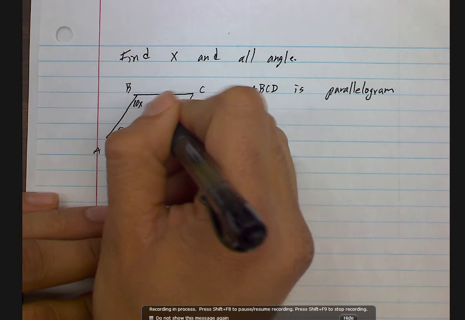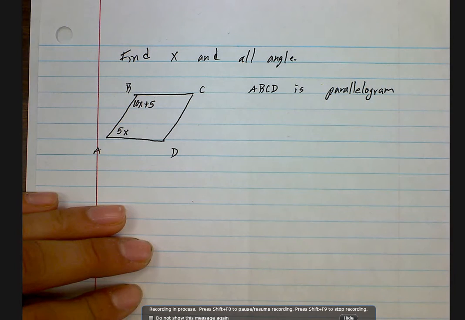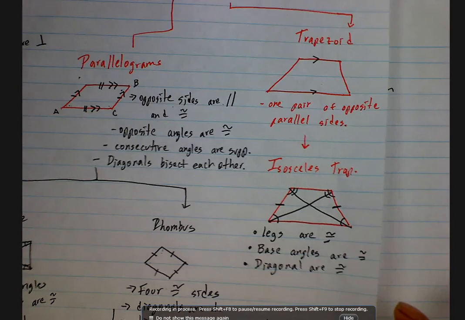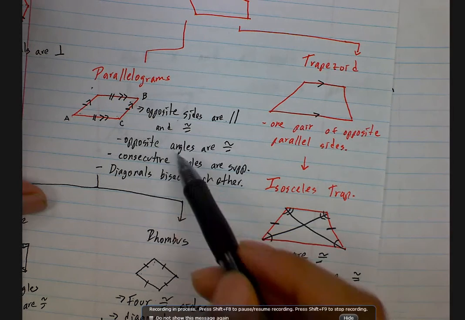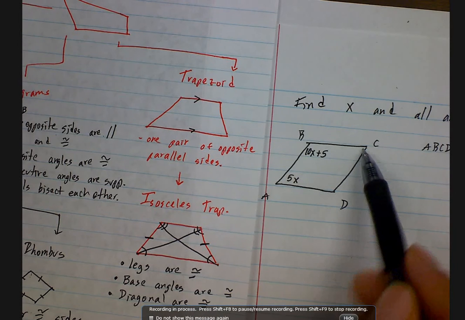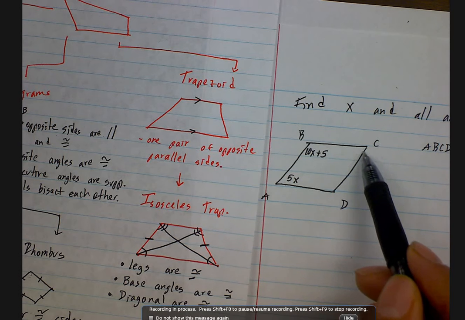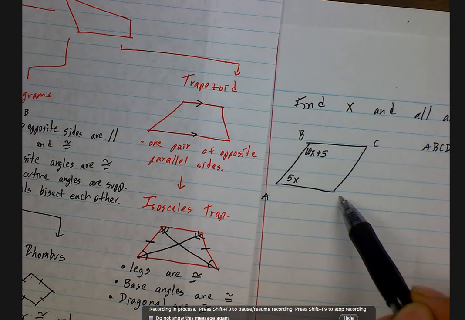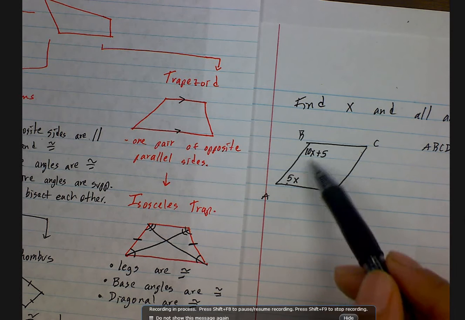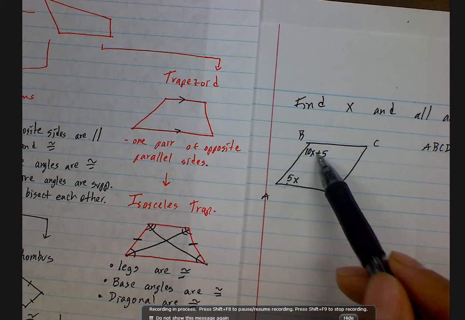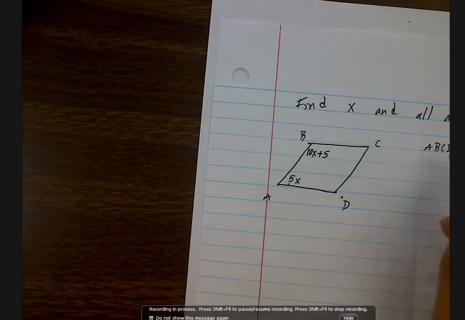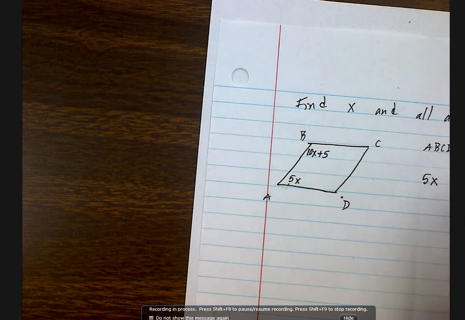Since it's a parallelogram, I have to go back to my family tree and look at what I know about angles. These are opposite angles, so angle C is going to be 5x. Now, if B is 10x plus 5, then D is 10x plus 5. What do I know about angle A and B in this case? Well, they're consecutive, and consecutive angles are supplementary. So all I have to do is add angle A and angle B and set it equal to 180.